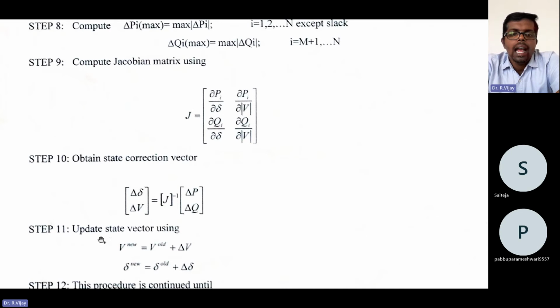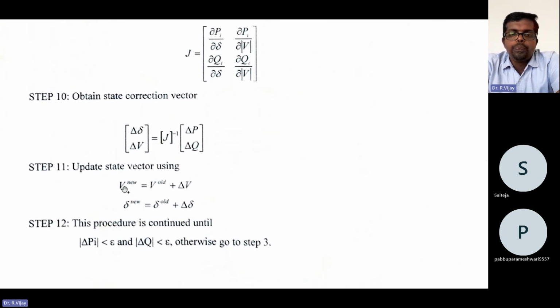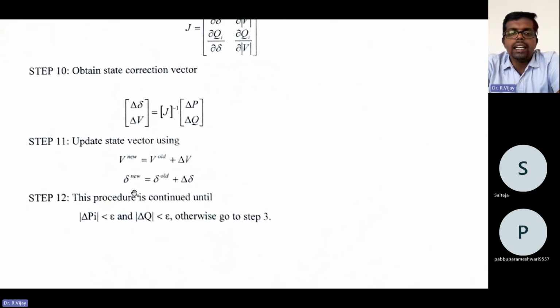Next is step number 11. Update the state correction vector. That is, V new is equal to V old plus del V. Delta new is equal to delta old plus del delta. So new voltage is equal to voltage plus change in the voltage, same as we did in our Gauss-Seidel method. New delta is equal to old delta, that is old phase angle value, plus change in the delta.